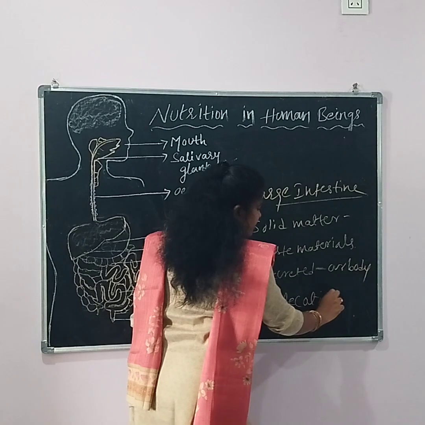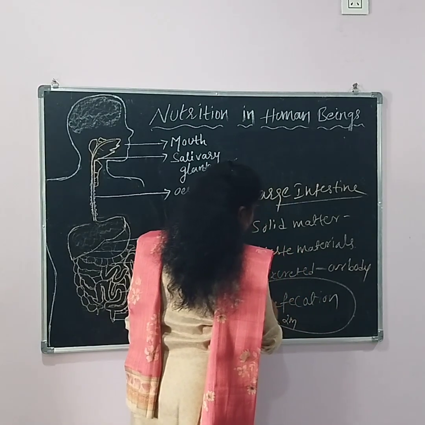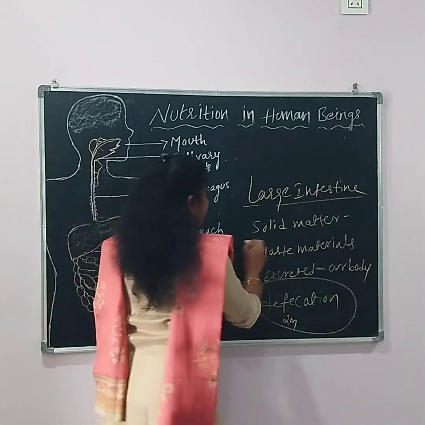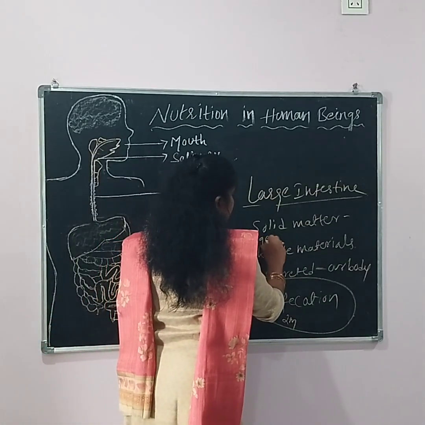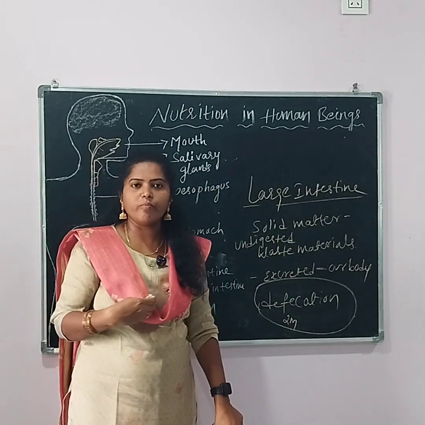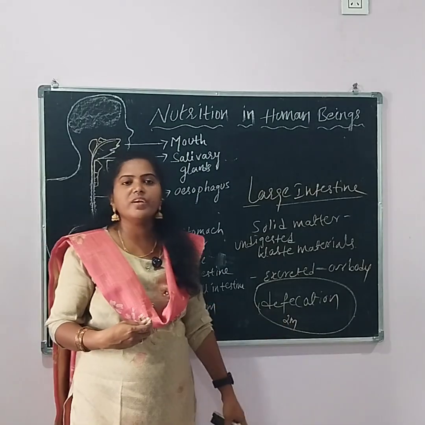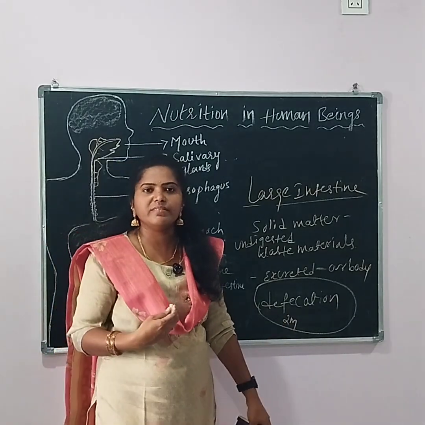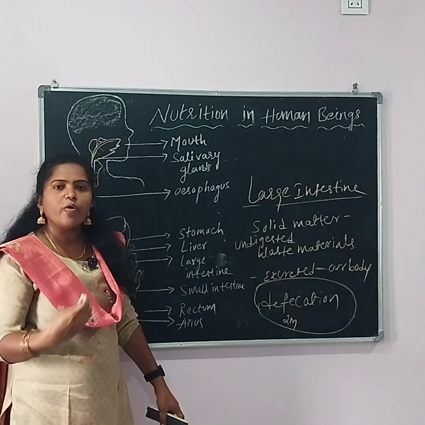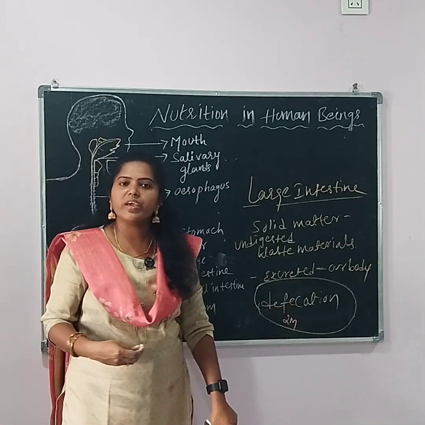defecation. What is defecation? 2 marks answer. What is defecation here? Waste materials are the undigested materials. Undigested materials are passed from our body through the anus. That process is called defecation. Whatever undigested materials there are, they are passed from our body through the anus to the outside of the body, and that process is called defecation.